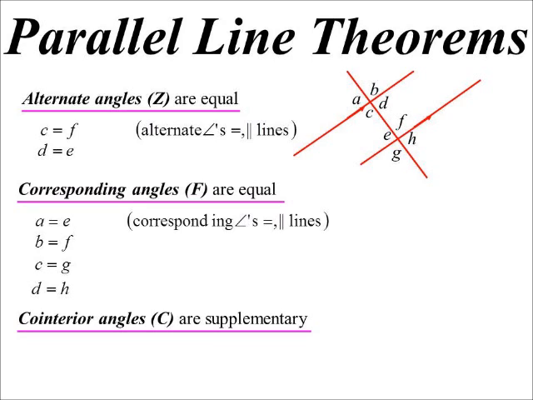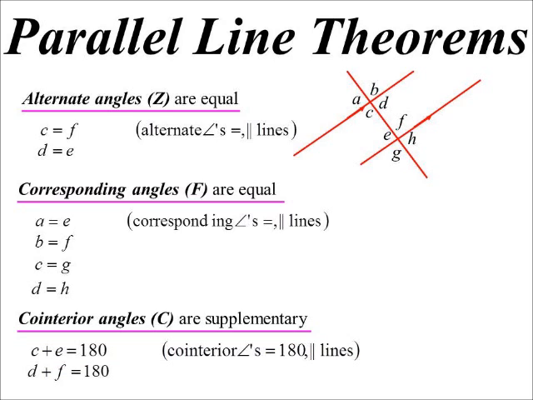Co-interior. Co, together, interior, inside. So that, again, we're on the inside of the parallel lines, but this time, instead of alternating, they're together. So the co-interior, and they add up to 180. So C plus E is 180, and the other co-interior angles we have there is D plus F is 180.